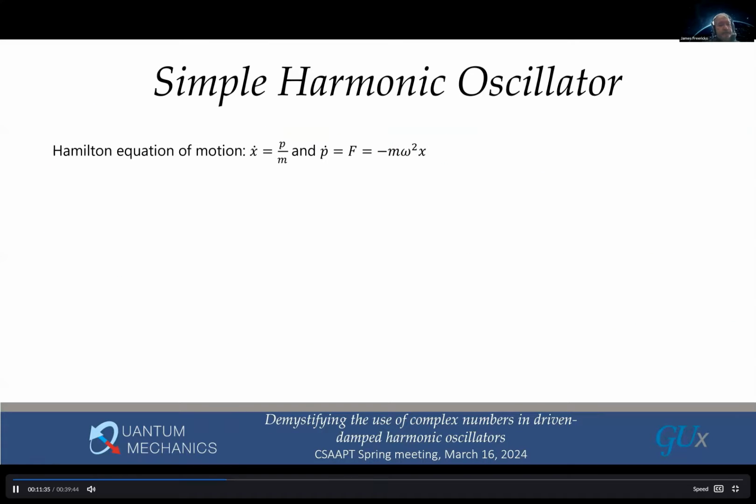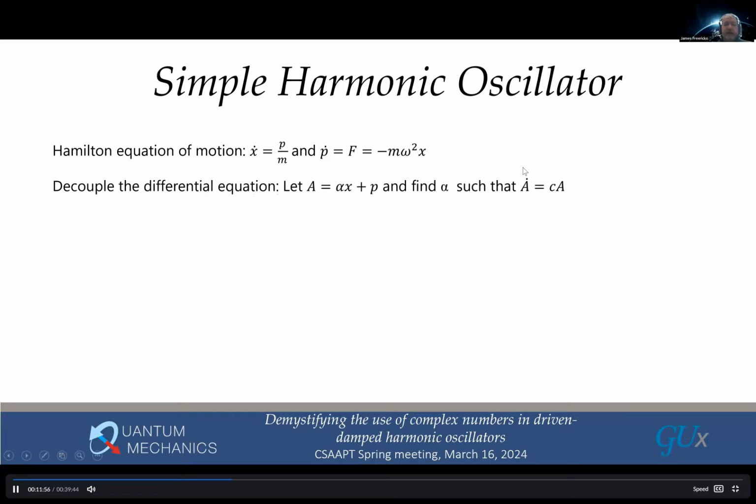So you might think you have to work this out using the Hamilton equations of motion. That's what Born and Jordan did, but you really don't. You just have to use the definition of momentum, which is mx dot, right? x dot is p over m. And then p dot is the force, which is minus m omega squared x. And now what you do is you come up with an ansatz.